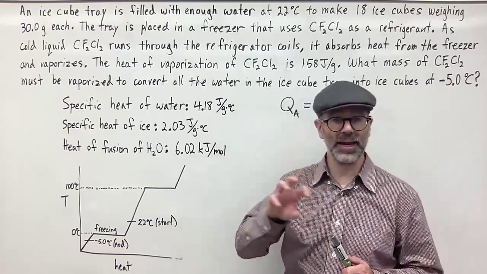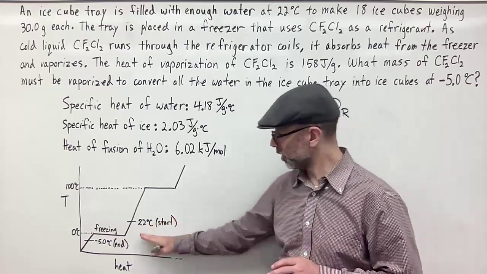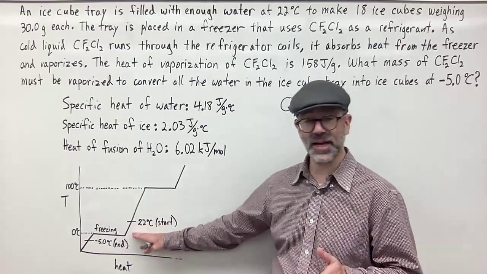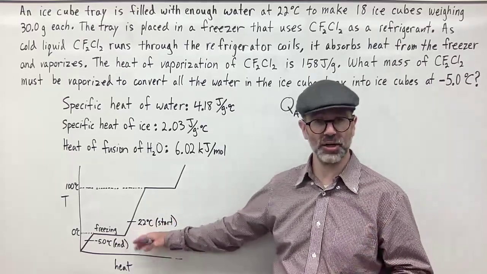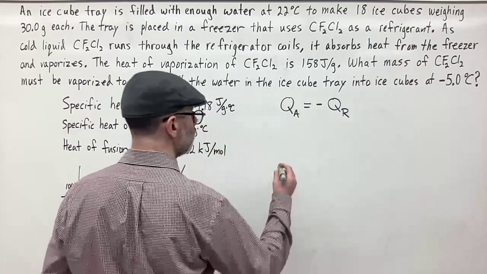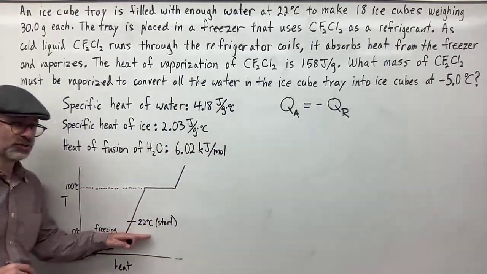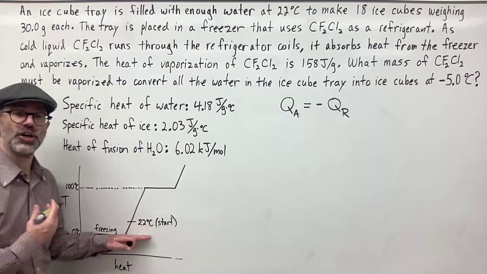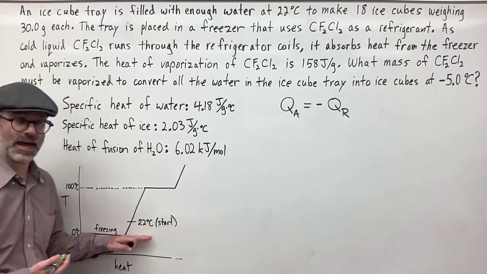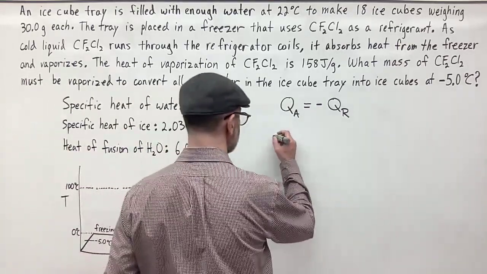Three parts or steps at which water is losing energy. So for these parts where there's a temperature change, you're going to use the Q equals mcΔT equation.